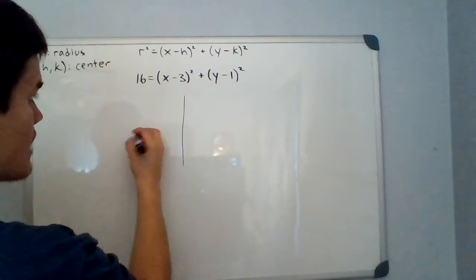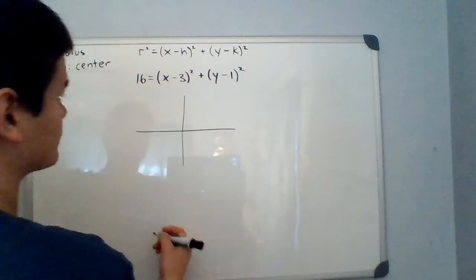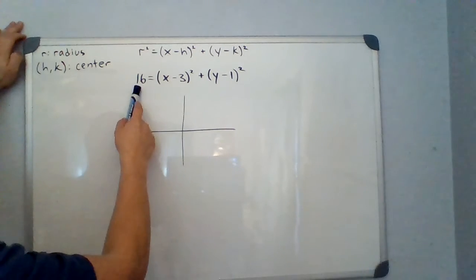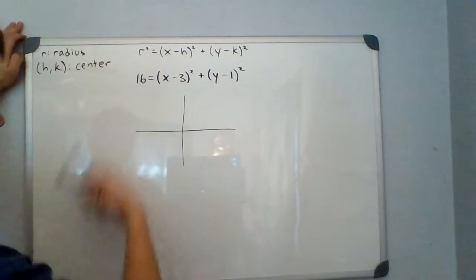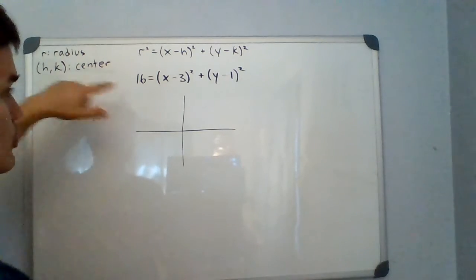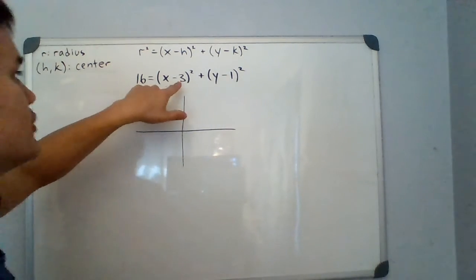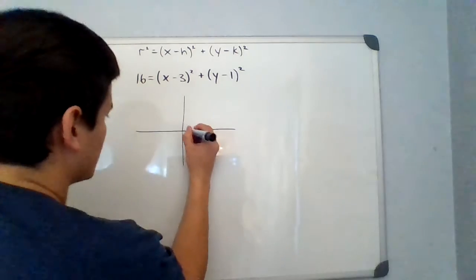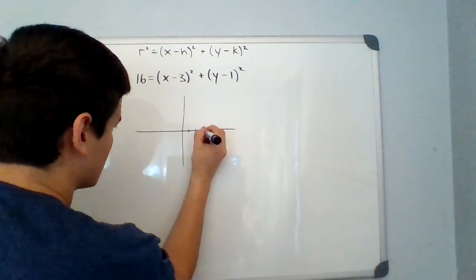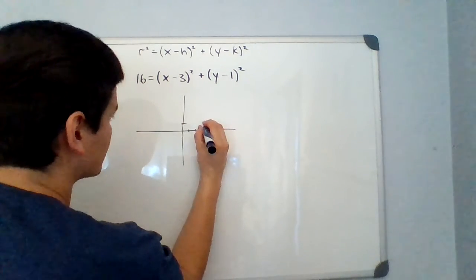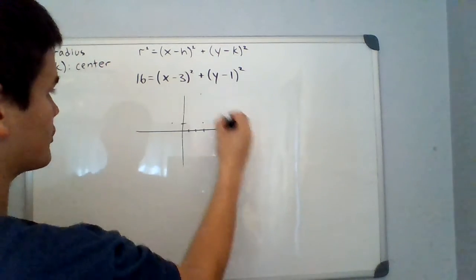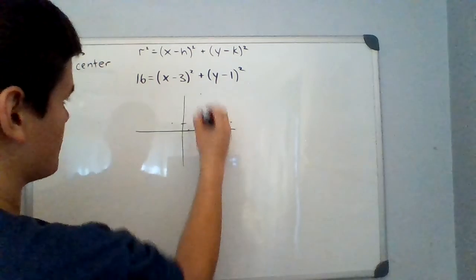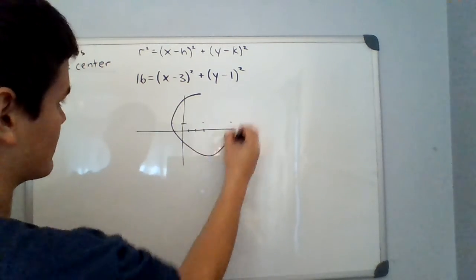So I'll just do a quick graph of what that's going to look like. I know if this number here is 16, then the radius is going to be the square root of that. The square root of 16 is 4. So I have a circle with radius 4 and center at (3, 1). I can count over 3 and up 1 to get the center, and then I know the circle is going to be about that big, and it's going to look something like that.